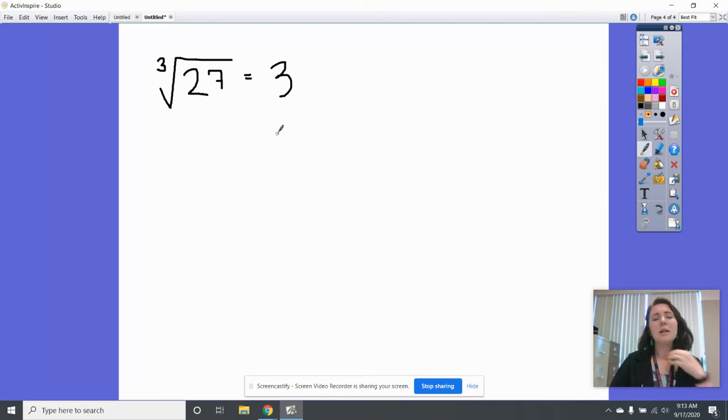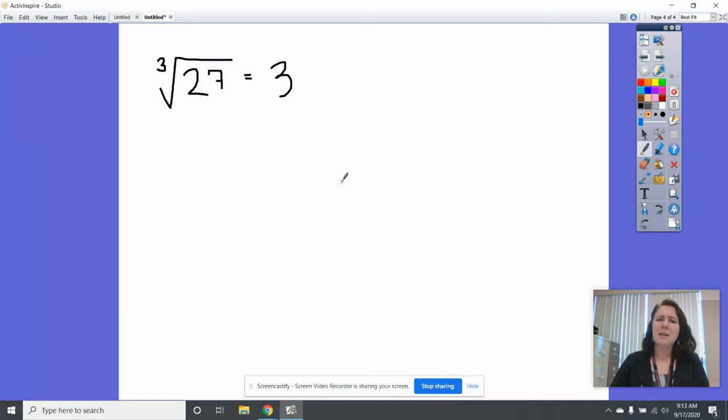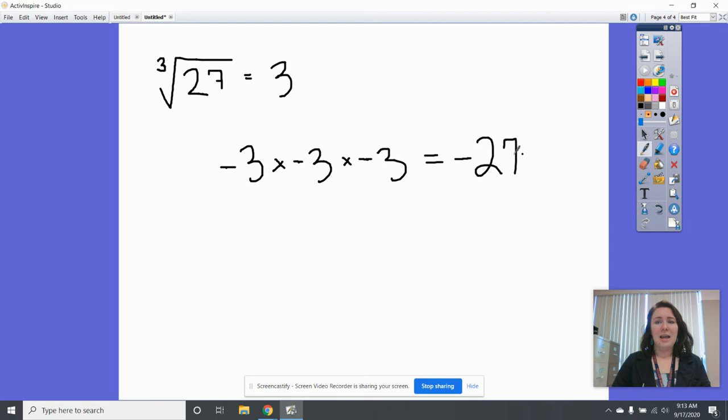Now, remember for square roots, like we did earlier, it's 5 and -5 because a negative times a negative is a positive. So the question is, can that work here also? Does -3 also represent a cube root? Let's check. -3 times -3 times -3. A negative times a negative is a positive, but then a positive times a negative is a negative. So this answer will be -27, and that is not what we were looking for. So no, the negative version does not work for the cube root.